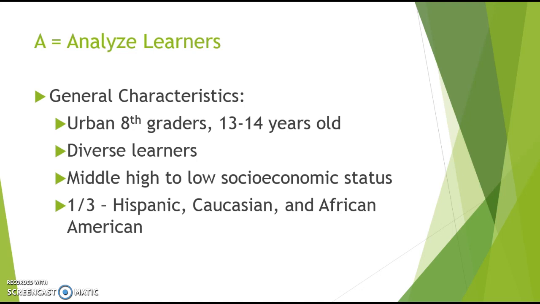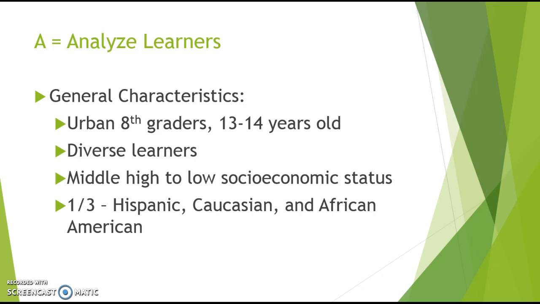The A in the Assure model stands for Analyze Learners. This first part of the model asks the teacher to really think about the students and what they need. It includes 3 components. The first one is general characteristics. We decided that 8th graders would be a good age for this lesson, so Mrs. Stewart's class is comprised of 13 and 14-year-olds who attend an urban school.